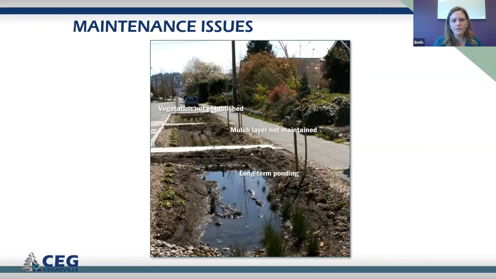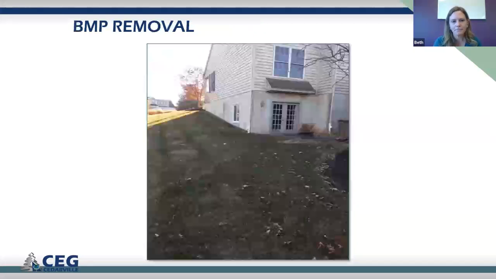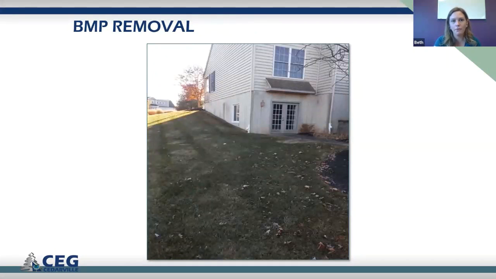And then, of course, you have just general maintenance issues. And this is a rain garden that is struggling big time. The vegetation hasn't been established. The mulch layer is not maintained, and there's long-term ponding. So all three of these things would need to be noted on the inspection report, and the responsible party would come up with a solution, whether they repair it per plan or they need to really go back to the drawing board and see why this thing isn't functioning properly.